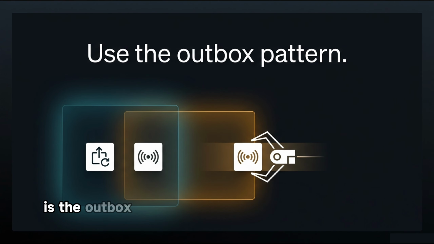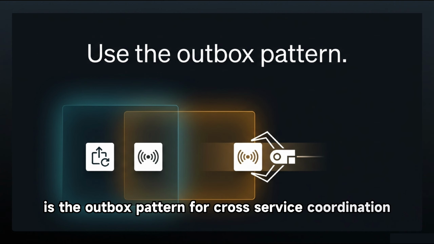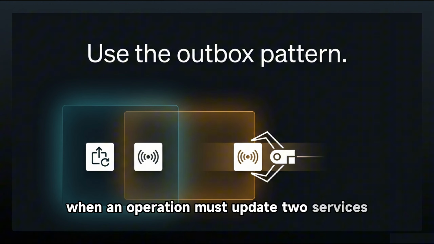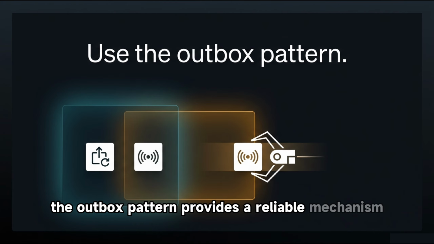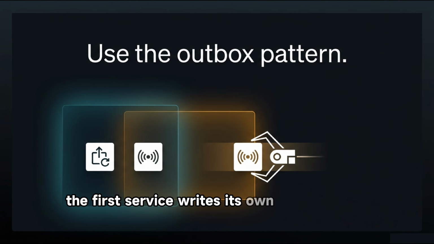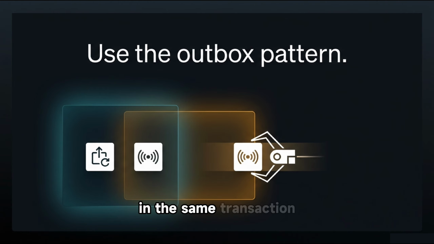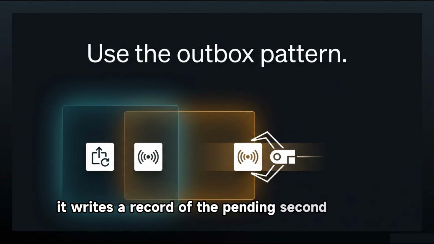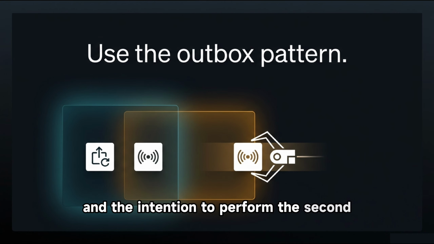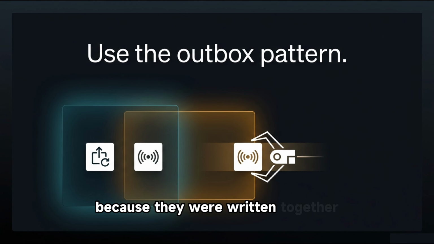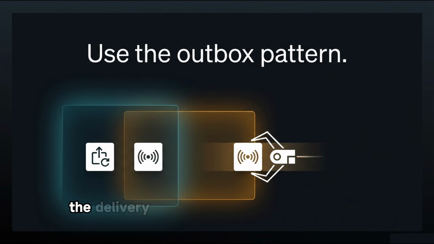The second is the outbox pattern for cross-service coordination. When an operation must update two services and both updates must eventually succeed, the outbox pattern provides a reliable mechanism. The first service writes its own update to its database. In the same transaction, it writes a record of the pending second update. A separate process reads that record and delivers the second update, retrying until it succeeds. The first update and the intention to perform the second are always consistent because they were written together in a single transaction. The delivery of the second update is reliable because it never stops trying.